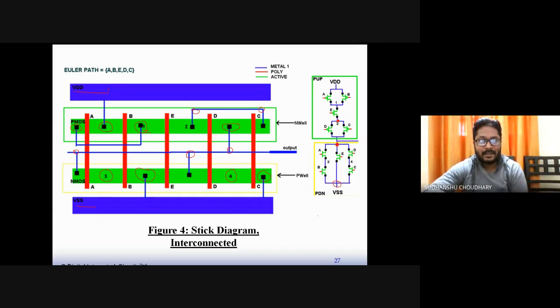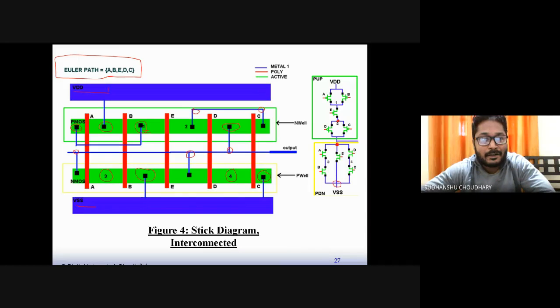So B, C, and E are also connected. Okay, so that way the layout design process was very simple, because I knew what would be the correct transistor ordering. Earlier, in the previous case where we were drawing a layout of that circuit which had 3 transistors A, B, and C, we did not know the optimum transistor order.